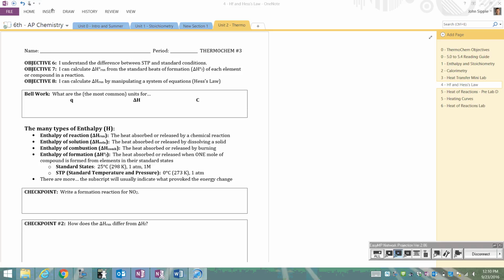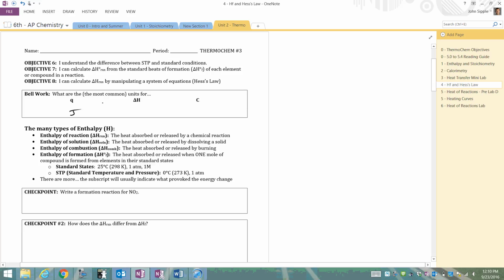So the units, right? What are the units for Q? Joules. Yeah, they're always in joules. Q is almost always in joules, right? Delta H is going to be kilojoules per mole. And what are the units for C, specific heat? There we go. Joules over gram degrees C.